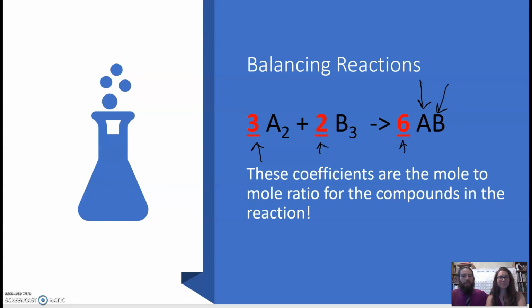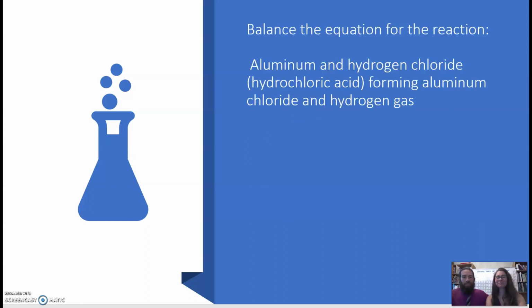So we can create a whole bunch of conversion factors within a reaction. We can go from reactants to products or reactants to reactants using those mole ratios. You can imagine where this is going. This is a tough question. It's all written out in words and I don't have any formulas. So we'll have to proceed very slowly.